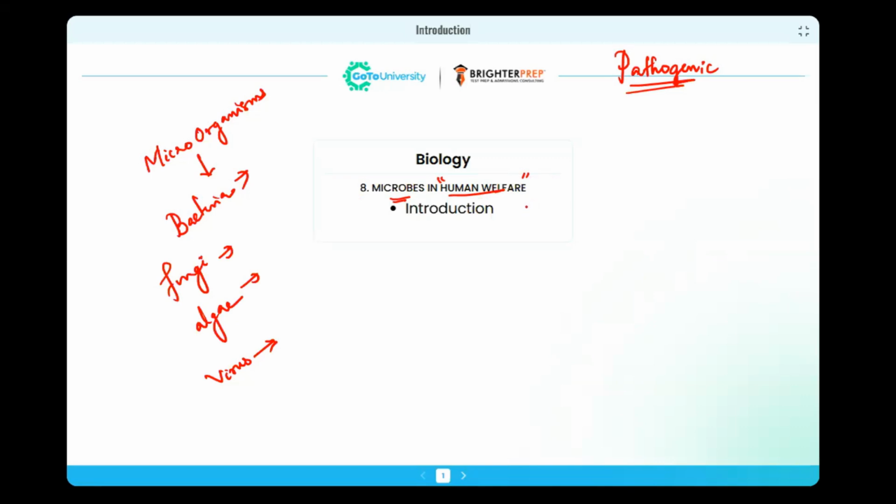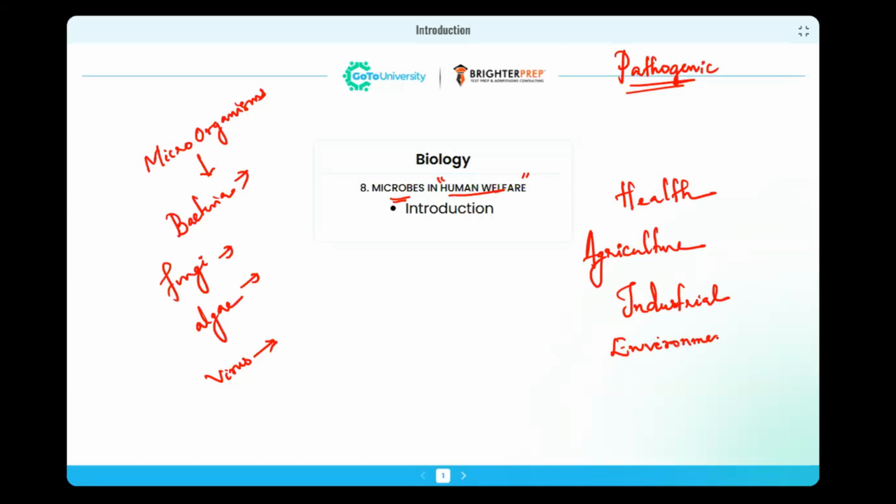So yes, microbes play an important role in a variety of processes that help in fields like health, agriculture, industry, industrial application, that is about industrial microbiology, as well as environmental sustainability. So environment. So coming to health, which is related to the medicine.